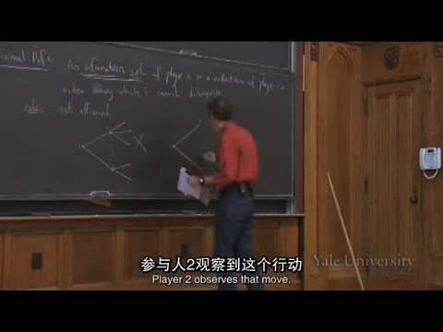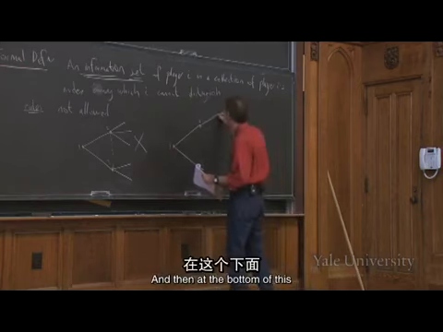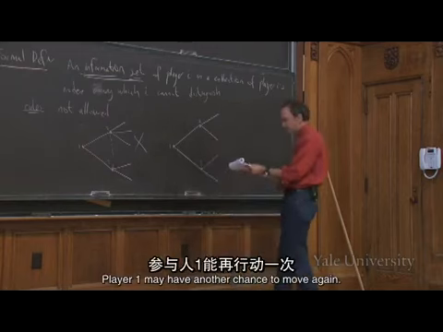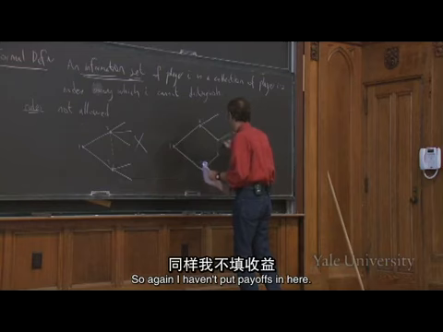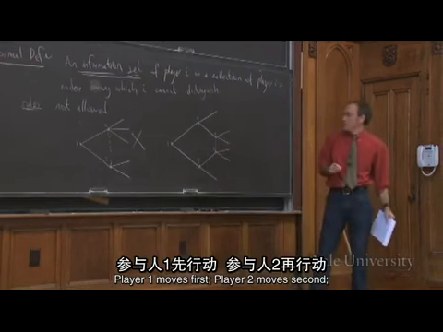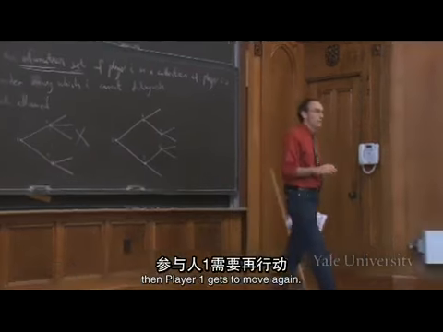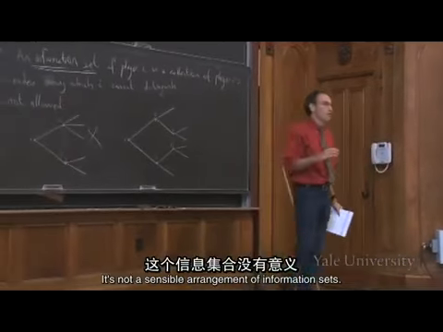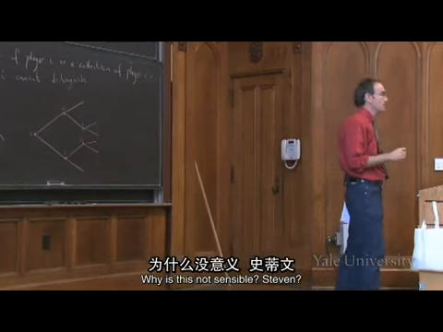Player 1 moves first. Player 2 observes that move, and player 2 moves second. And then at the bottom of this, player 1 may have another chance to move again. Again, I haven't put payoffs in here. Player 1 moves first, player 2 moves second, and if player 2 chooses down here or up there, then player 1 gets to move again. Now I claim again that this is not a sensible tree. It's not a sensible arrangement of information sets. Can anyone see why this isn't sensible?